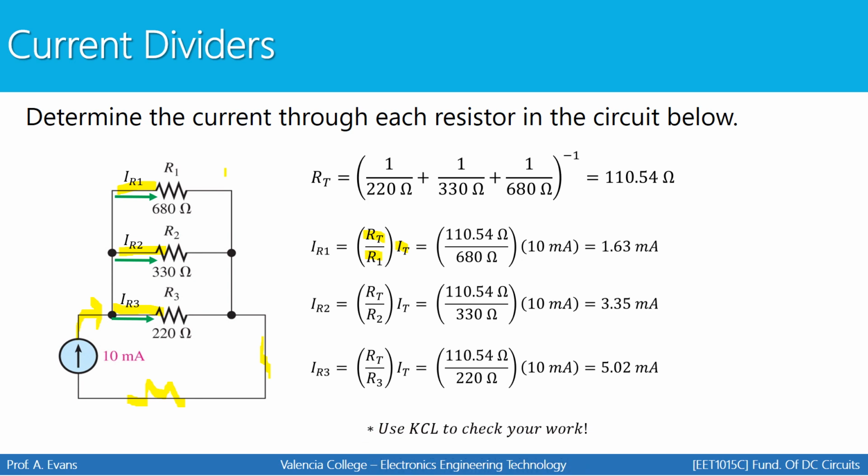Lastly, don't forget to use KCL to check your work. The current through R1, R2, and R3 should all add up to the 10 milliamps you started with before it split.